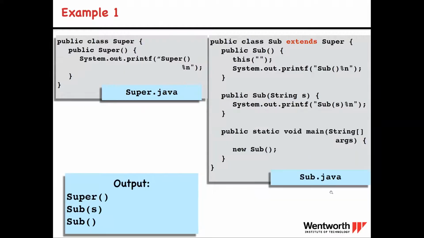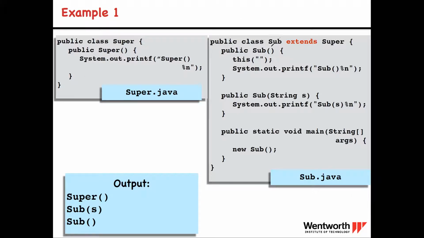Okay, so let's do a quick example. A quick little exercise. So I got two classes here. Grab a pen. I have this super class, and I have this subclass that extends super. So if you were to draw this out, we would have a class up here. This would be super. This would be the super class.